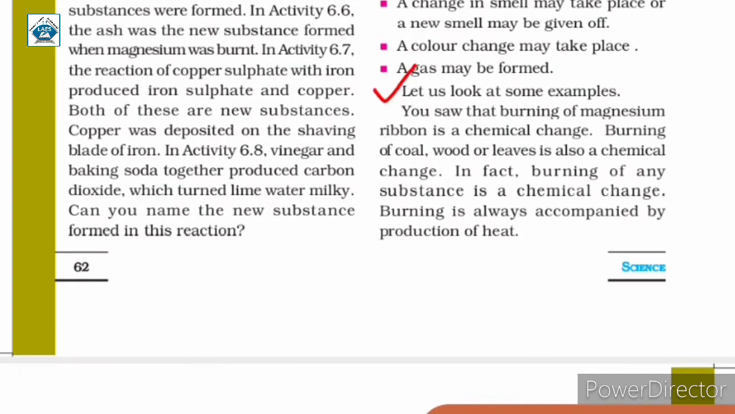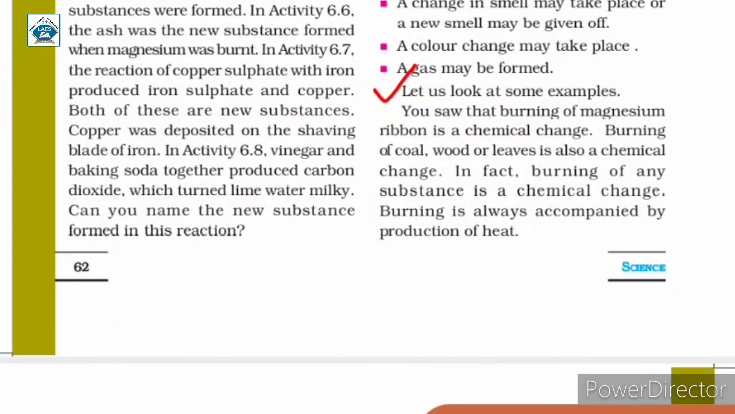Let us look at some examples. You saw that burning of magnesium ribbon is a chemical change. Burning of coal, wood or leaves is also a chemical change. In fact, burning of any substance is a chemical change. Burning is always accompanied by production of heat.